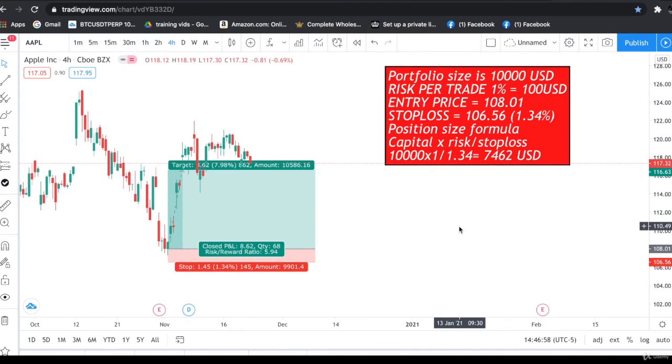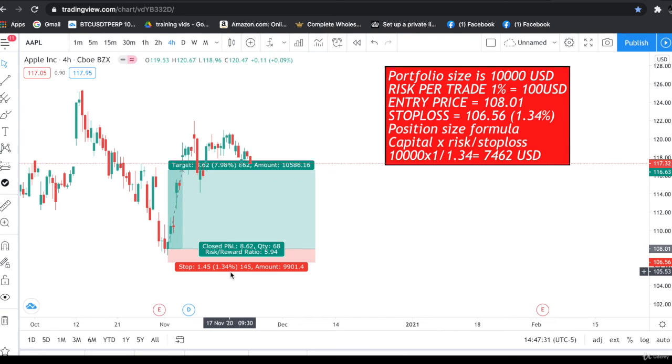Let's go. Now this is the Apple stock 4-hour chart. Let's assume our portfolio size is 10,000 US dollars. We would risk 1% per trade, which is $100. Our entry price is 108 US dollars over here. At the right side, you can see our entry price, 108 US dollars. Our stop loss is 106 US dollars, which is 1.34% down here.